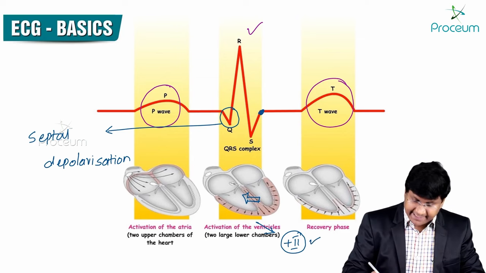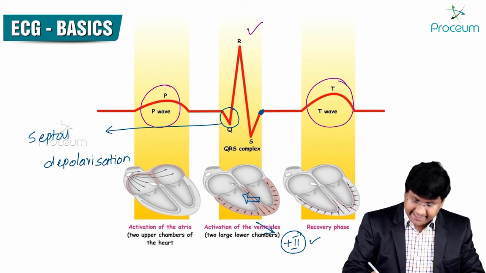Then you take the P wave. What is the P wave again? It's a positive wave. Why? Because the same story again. You see, this is the electrode. You place the electrode here. And how is the wave of depolarization going? The wave of depolarization of the atria is moving towards the electrode. The P wave is atrial depolarization. And atrial depolarization is going in the direction towards the electrode. So you will have a positive wave.